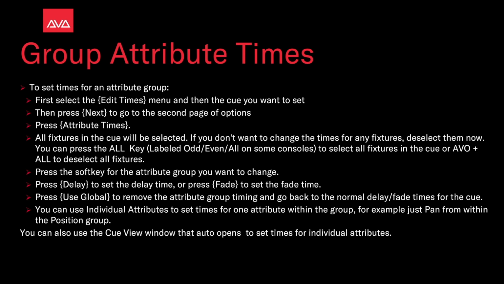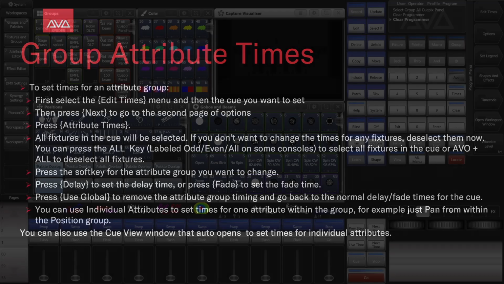Press the Soft key for the attribute group you want to change, or the hard key on a full console. Press Delay to set the delayed time, or press Fade to set the fade time. Press Use Global to remove the attribute timing and go back to normal fade and delay times for the queue. You can also use individual attributes to set one attribute within the group, for example, just pan within the position group. You can also use the Queue View window that auto opens to set the times for individual attributes. So let's take a look at that.